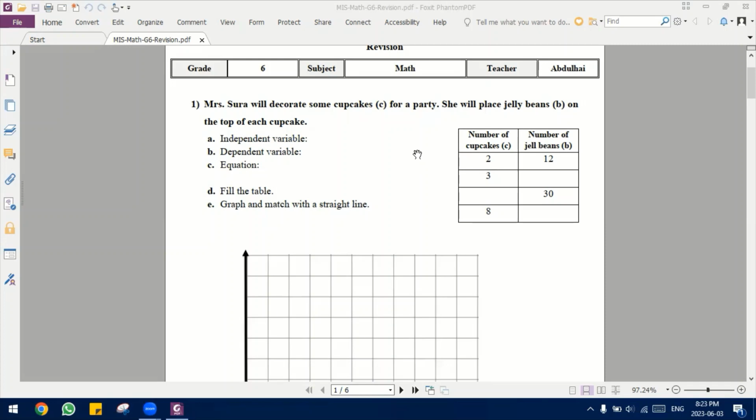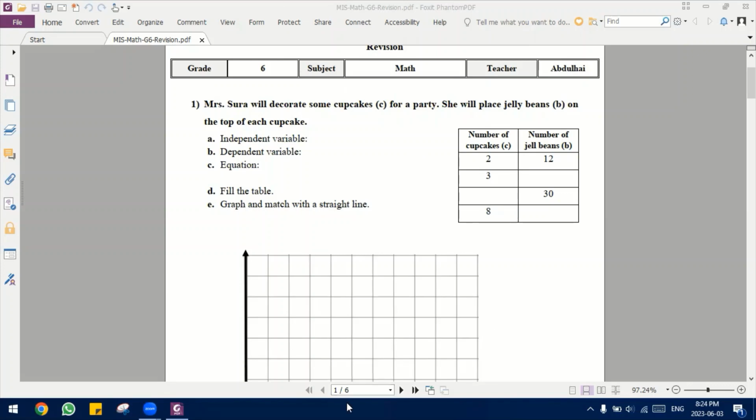Now, in order to decide which one is the independent and which one is the dependent variable, we need to think of the problem logically. Do I say how many cupcakes I have so I can go and buy jelly beans to design them? Or do I say how many jelly beans I have so I can go and buy cupcakes? Of course, it's the first option. When I have cupcakes, I go and buy jelly beans to design the cupcakes. So cupcake is the independent variable and jelly beans is the dependent variable. So jelly beans is a variable that depends on how many cupcakes I have.